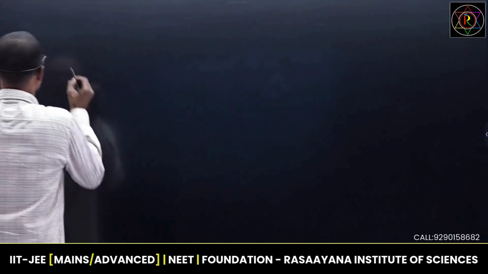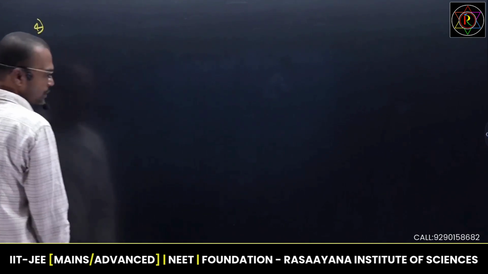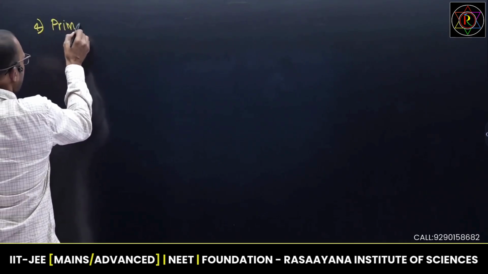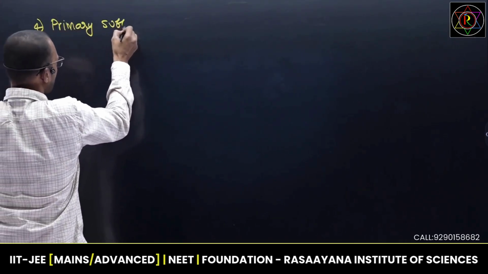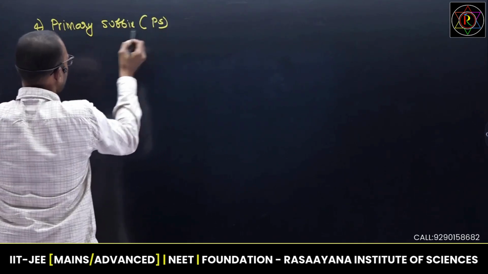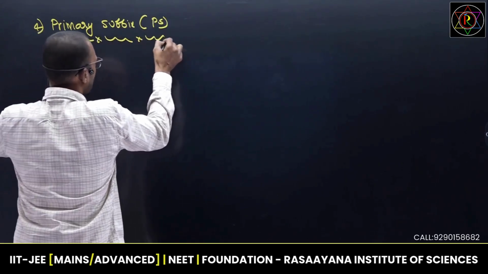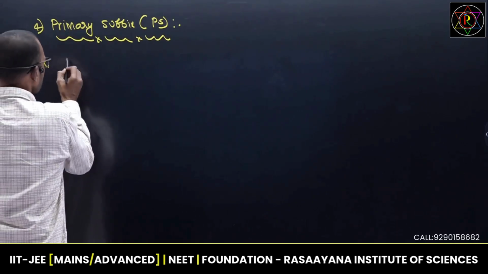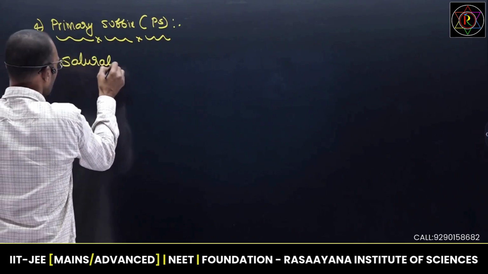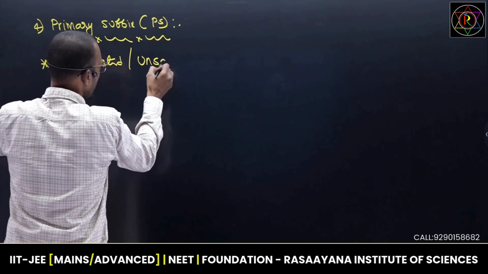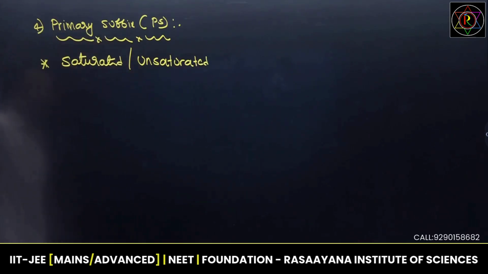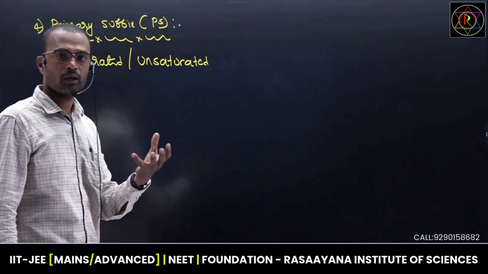Next, the fourth one. First is primary prefix, second is secondary prefix, third one is root word. Now the fourth one is primary suffix. What is primary suffix? How is it going to be helpful? Primary suffix tells whether the given skeleton is saturated or unsaturated. Saturated is nothing but single bond, unsaturated is nothing but double bond or triple bond.